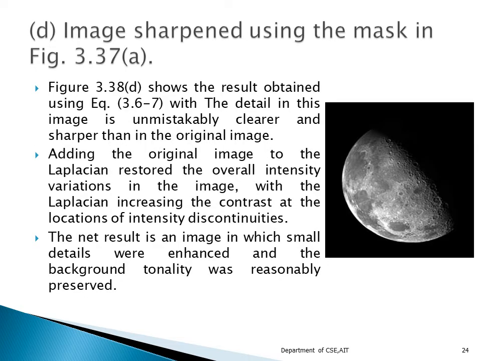In this case, you can see that the image has become more clear and sharp. So how are we going to get this? The original image has been restored by making use of the overall intensity variations in the image. The Laplacian is increasing the contrast at the locations of the intensity discontinuities. When the intensity has changing values, there is a discontinuity, and there we are bringing out the contrast because of the equation. So the end result we get here is enhanced, and the background is also very well preserved.